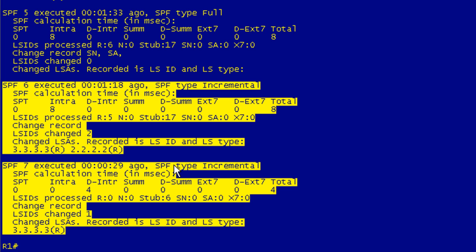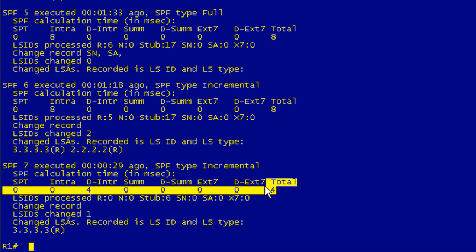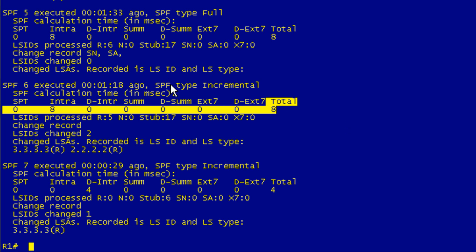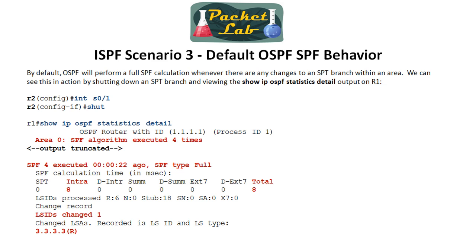But the important takeaway here, as it has been from all of these scenarios, is that by implementing ISPF, you are changing the shortest path first calculation from full to incremental. And you can see here that it took 8 milliseconds, and here it's taking 4 milliseconds. Of course, these really aren't good to compare head to head because this took 8 milliseconds, even though it was incremental. But you'll have to trust me on this. It will reduce the amount of time that it takes for the SPF calculation. All right, and then these slides just describe exactly what we just did on the CLI. By default, you're doing a full SPF calculation with scenario 3, and it took 8 milliseconds.